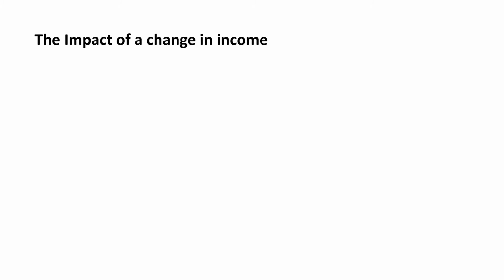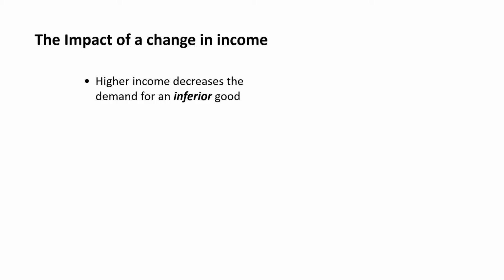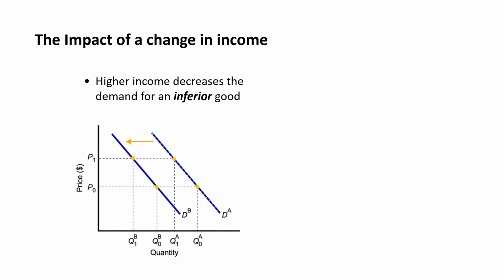Let's go more into detail. The impact of the change in income. A higher income decreases the demand for inferior goods. By default, if your income increases, are you going to buy a second-hand car or a second-hand mobile, or buy from a charity shop or whatever? Of course not. So a higher income decreases the demand for inferior goods.